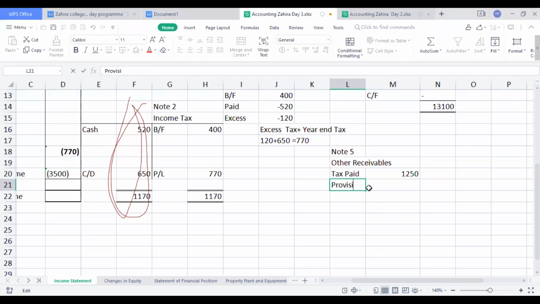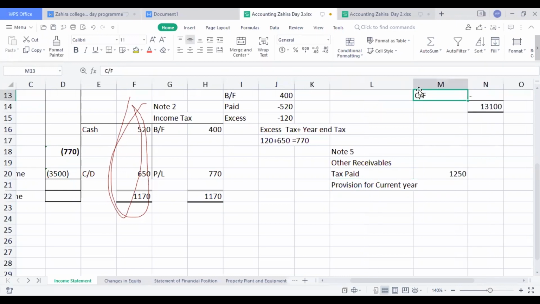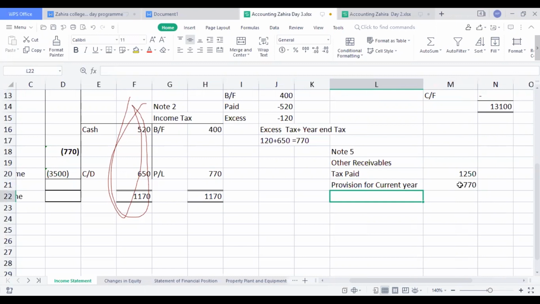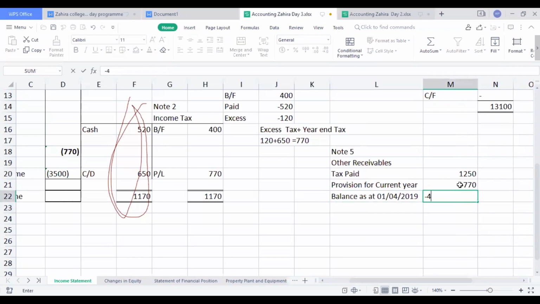Then I can write in this way. Provision, I can also do like this way. Provision is 770 for current year. You can take both ways, guys. Answer is going to be the same. Okay, now you got provision for current year 770. I'm going to deduct this from how much I paid in excess. Then I have balance brought forward, balance asset for 2019. Deducted, guys, 400. So I get a balance of 80.